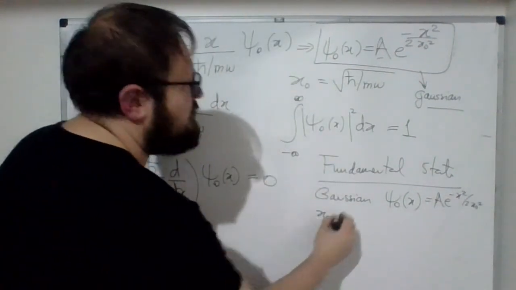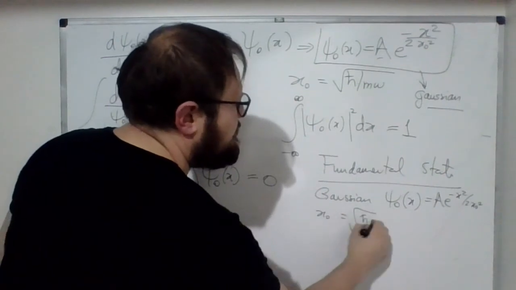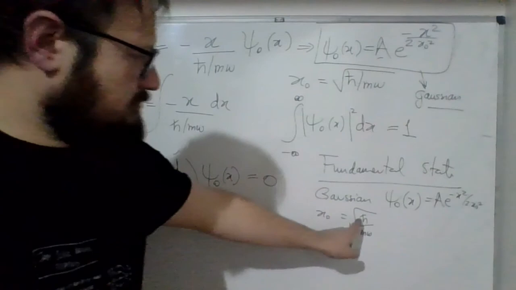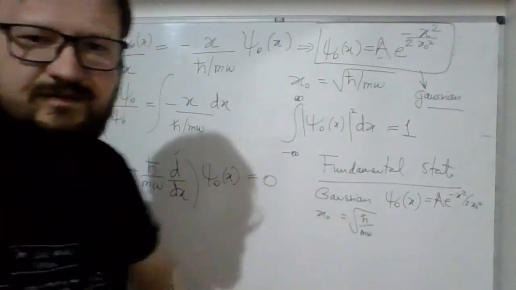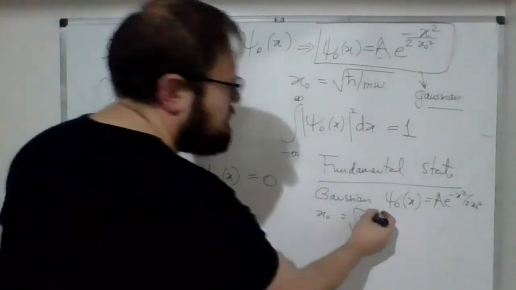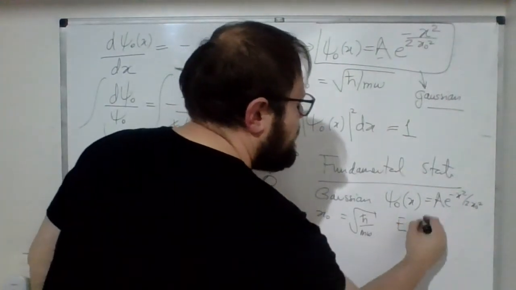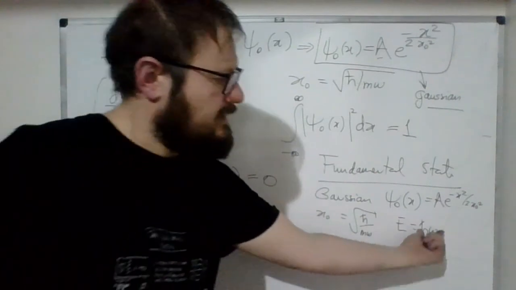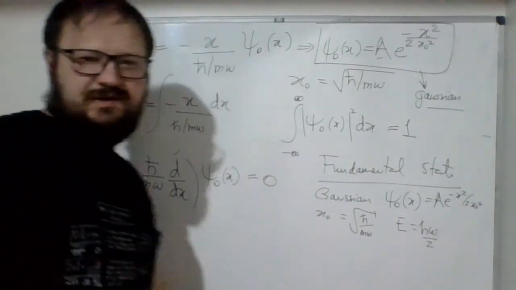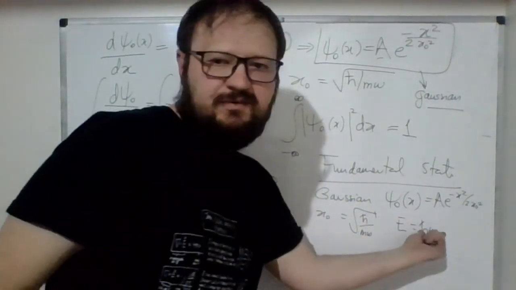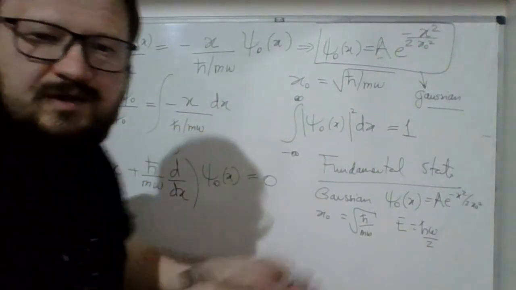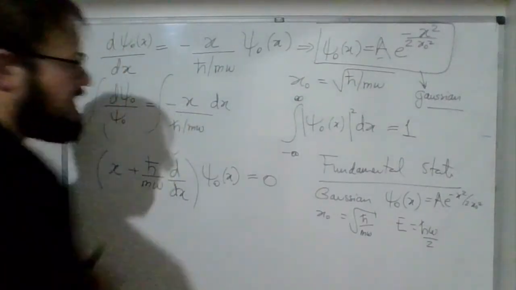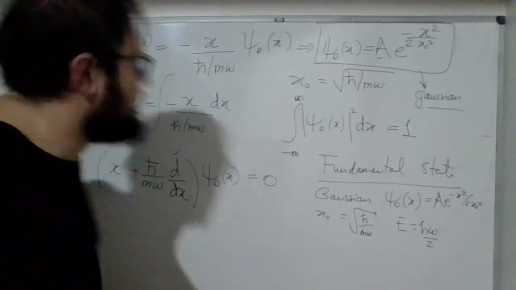This x0 is just a function of the Planck constant, the mass, and the natural frequency of the oscillator, and the energy is just a function of half the h bar omega, which is just Planck's relation relating energy to frequency. All right. Well, we have found the properties of the fundamental state.